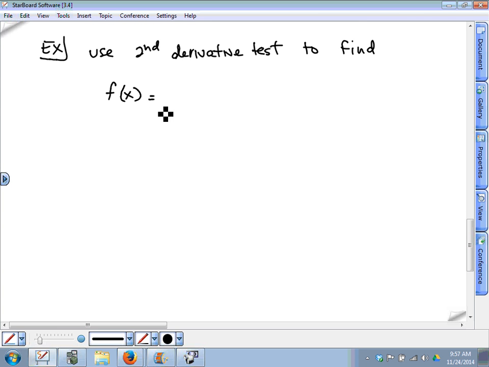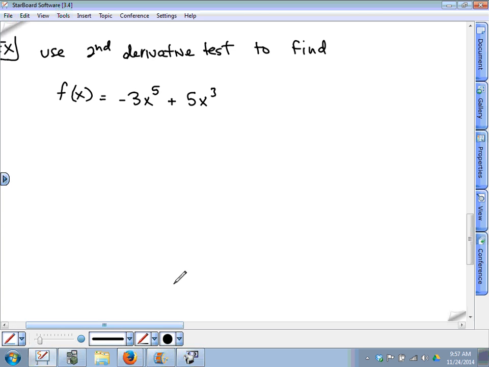Okay. Let's take a look at the function. Negative 3x to the 5th plus 5x to the 3rd. Now before you just start plugging away, let's make sure that you're plugging away in the right direction. Write down these steps, you guys.